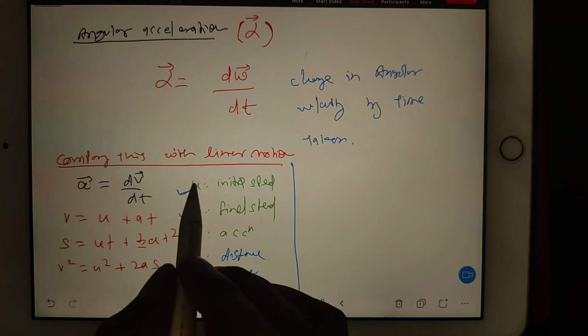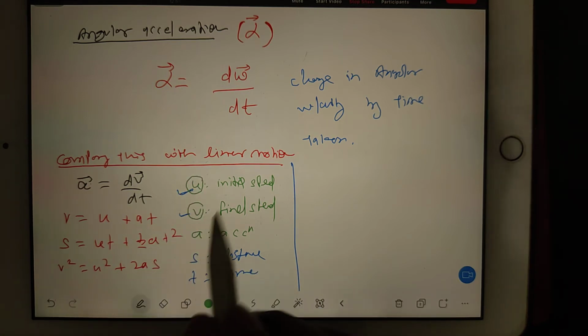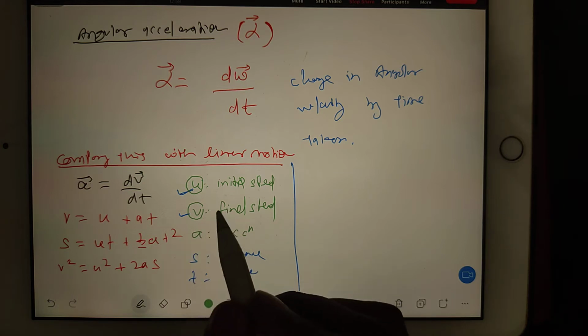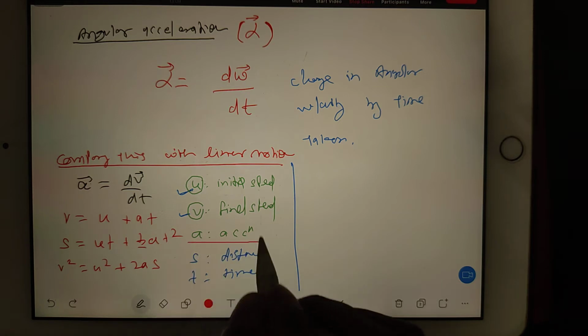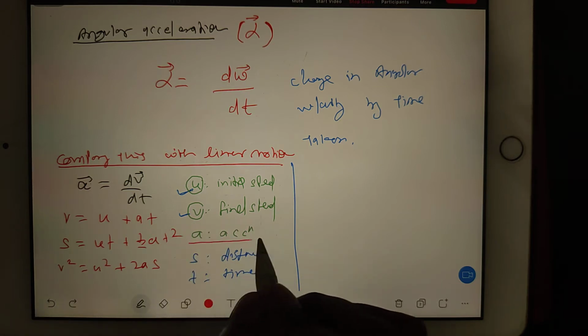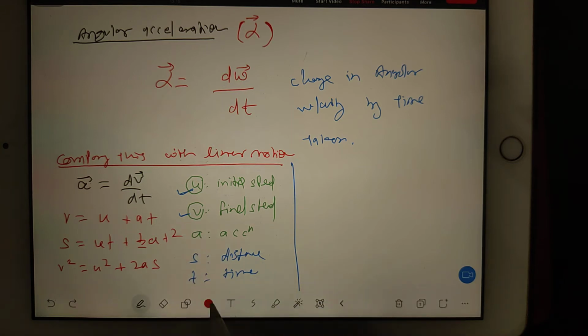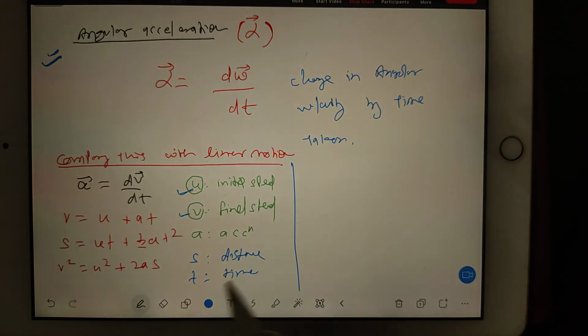Which time? When your speed is changing from u to v, how much time is being consumed in this change, or when your object is covering s distance, how much time. So that is the time. And a is acceleration. If your velocity is increasing, then this is known as acceleration. If your velocity is decreasing, then it is known as retardation, right? In a similar way, in case of angular motion, the same concept you will copy.